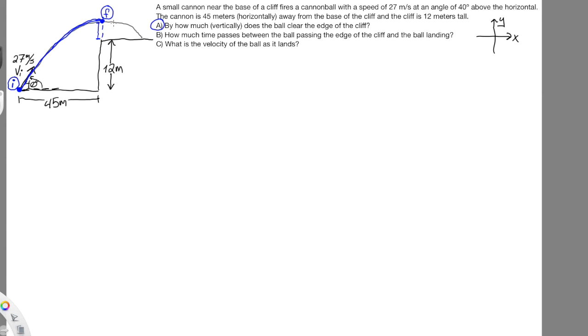A reminder that my drawing is not necessarily to scale. That will come into play here soon. But back to blue and back to part A.